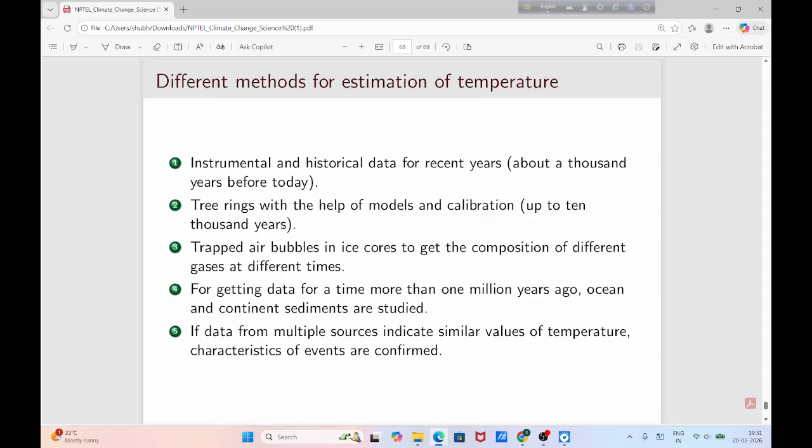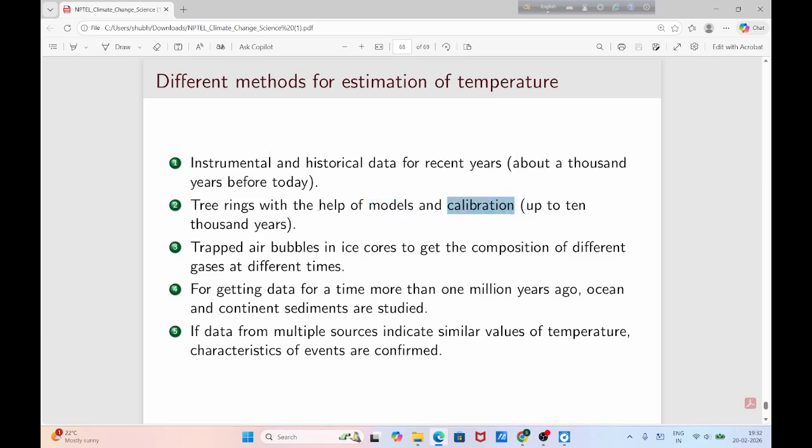Okay. So we will just discuss a few methods for the estimation of temperature. Now, instrumental and historical data for recent years. हमारे पास जितने समय का रिकॉर्ड है अबाउट 1,000 years before today, और जो इतिहास में जो लिखा गया है कुछ कुछ जगह में वो लिखित करके लिखा गया है, वो बहुत आसान तरीके से हमें मिल सकते हैं, and this is very trustworthy. Okay, बहुत अच्छे से इसको हम यकीन कर सकते हैं. Tree rings with the help of models and calibration. So tree rings were existing since thousand or few thousand years, and we have the models. Model के द्वारा और calibration जो मैं बोला उसके द्वारा हम estimate कर सकते हैं.